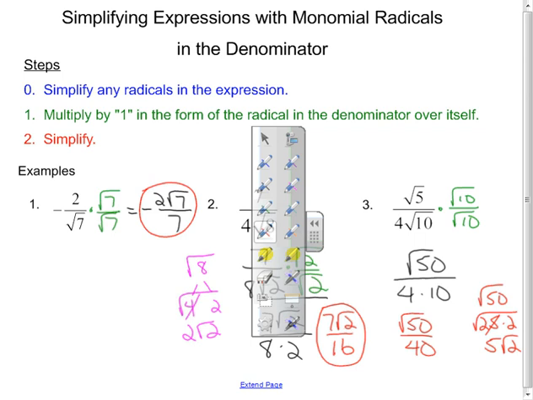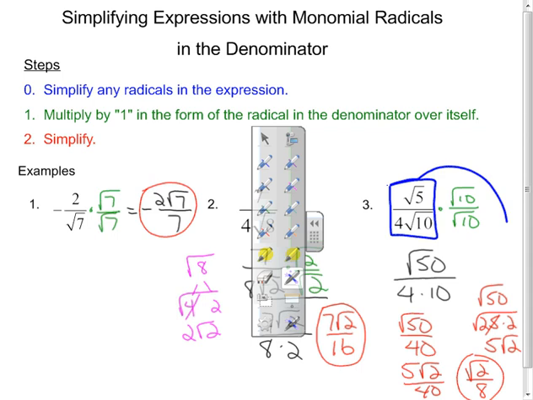Okay, so I replace that. I get 5 root 2 over 40. Now, when I see this fraction, I actually can simplify the 5/40ths by dividing both by 5. That gives me root 2 over 8. Okay? Another good way to check your final answer is to take the number on your calculator that you started with and the number on your calculator that you finish with and see if they are in fact the same thing.